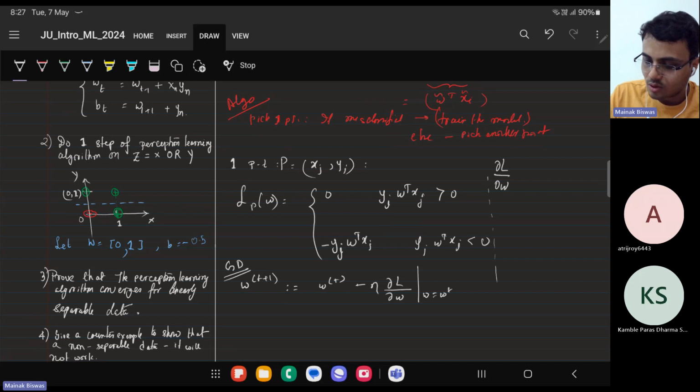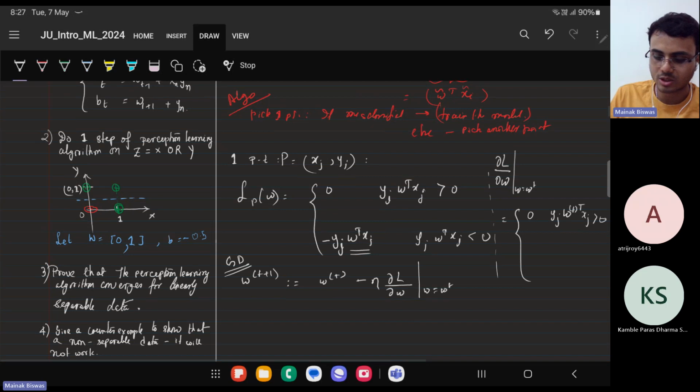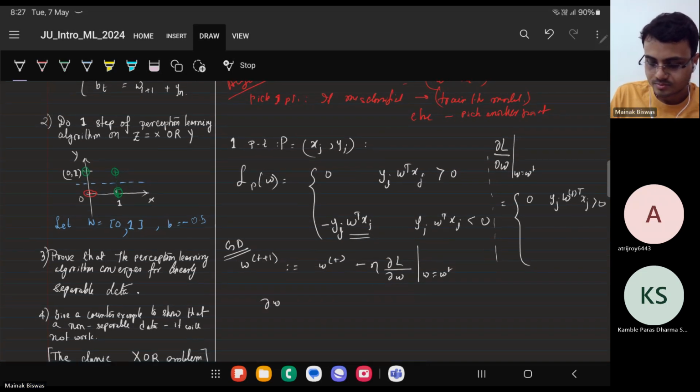dl dw at w equal to wt. What is the value? It is 0, a constant, if yj wt transpose xj is greater than 0, else what will it be? Take the derivative, simple. What is the derivative of w transpose x with respect to w? Partial derivative.